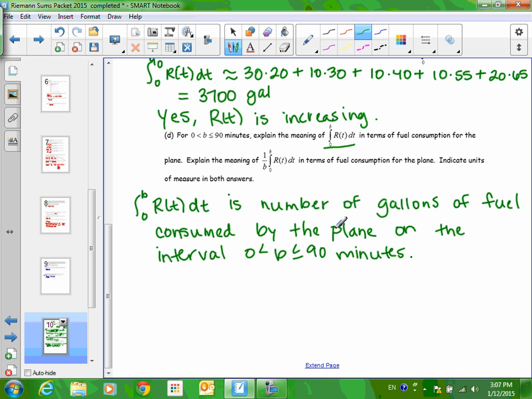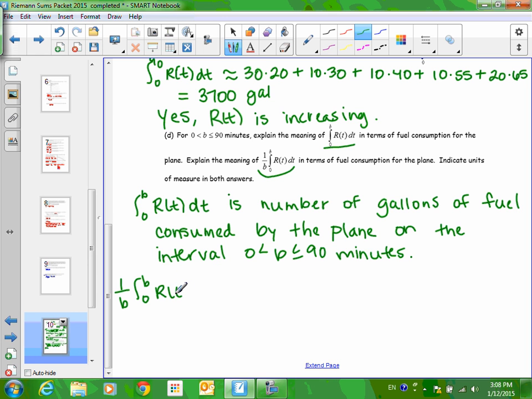Now that's the first part. Look at what they're asking us to do next. So this is a very similar thing. Now think about this. When did we do a Riemann sum and then divide by b, which would be the total time interval? When we were trying to find the average. So 0 to b, let's put 1 over b in front of it.